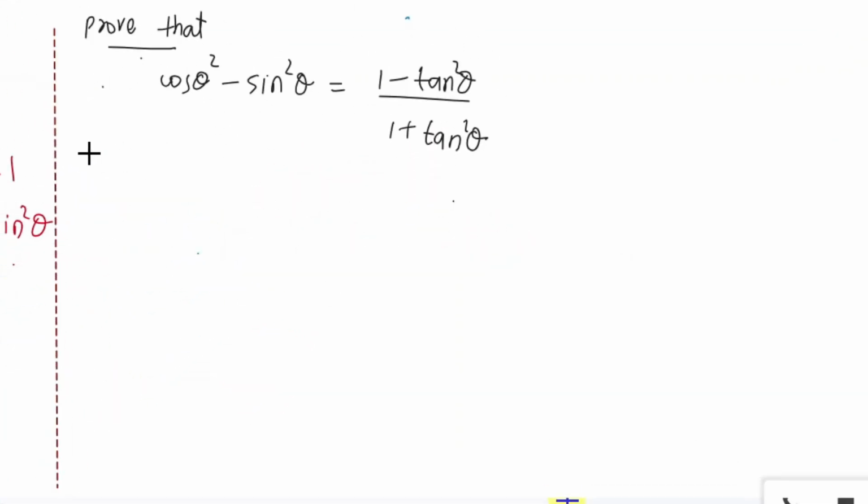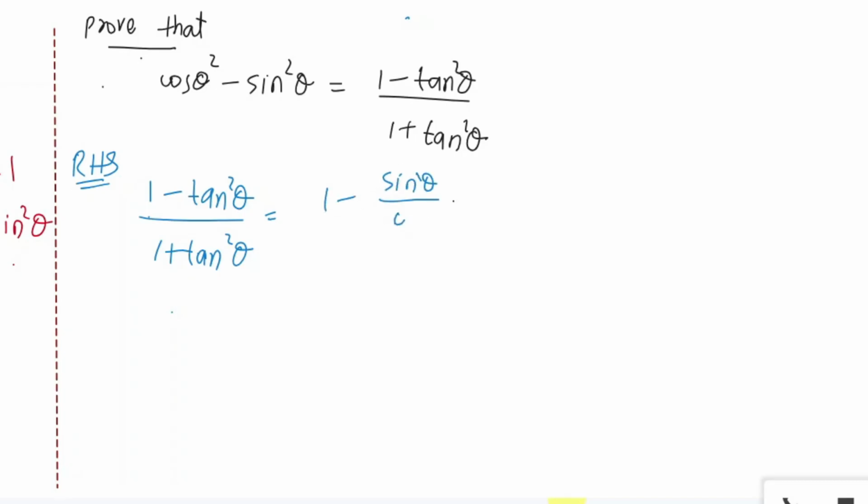Here you can see that the left hand side has cos square and sin square, but the right hand side has tan square. So we take the right hand side to prove the left hand side. That will be way easier to solve. So 1 minus tan square over 1 plus tan square. Tan square will be converted into sin square over cos square. The denominator will be the same. And now we'll take the LCM of the numerator and denominator terms separately.